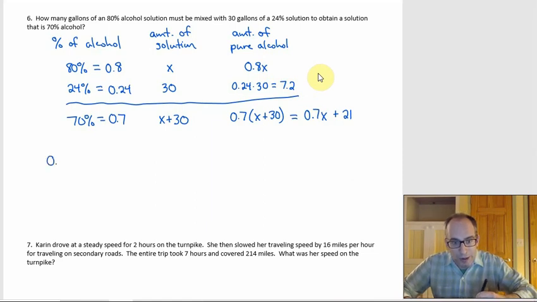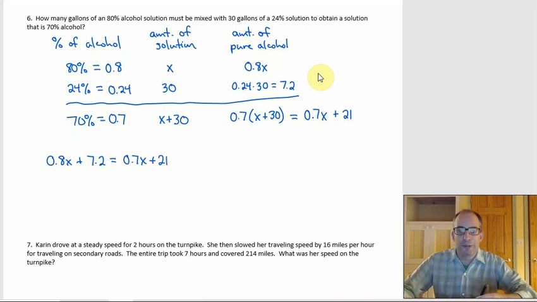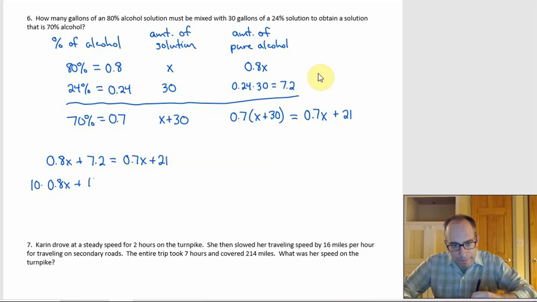But if we do that, we're going to have 0.8x plus 7.2 equals 0.7x plus 21. Then I guess the first thing would be to cast out those decimals, so they both just go to one place. So we could multiply both sides by 10. And I guess, again, I'll just jump to the point where we've got the tens distributed, so 10 multiplied by every single thing in the previous line. And we end up there, which now these are all going to simplify.